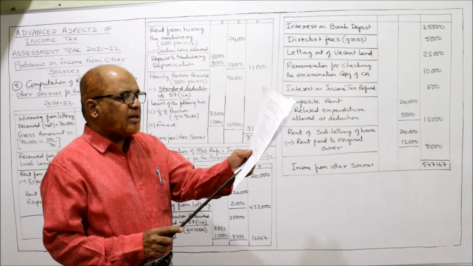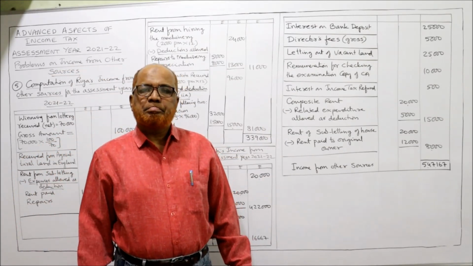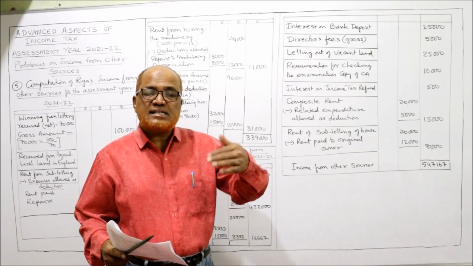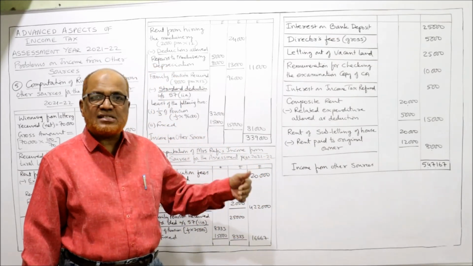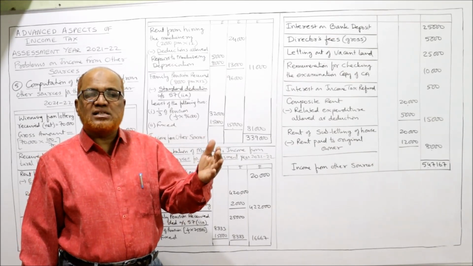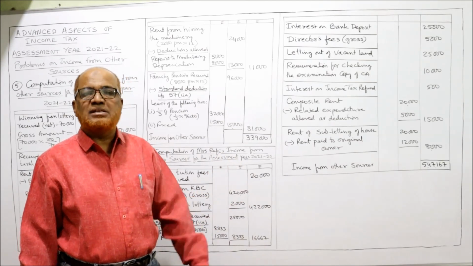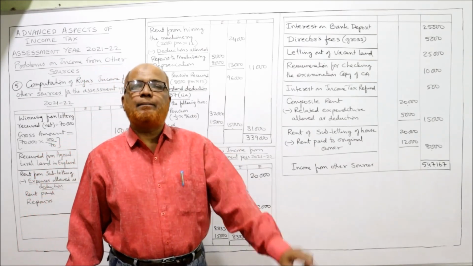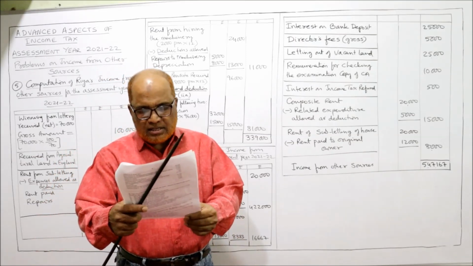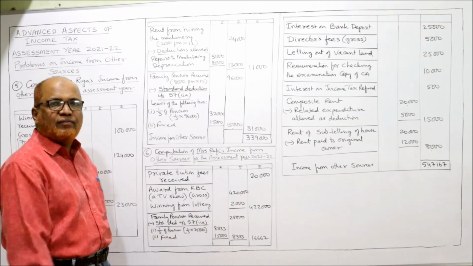Next comes pension from employer of deceased husband. That means pension from the employer of the deceased husband. Mrs. Rafi's husband was working in an organization. After the death of the husband, pension is being received by Mrs. Rafi. It is called family pension, just like the previous problem. The family pension received is 25,000. So I have taken family pension received 25,000.